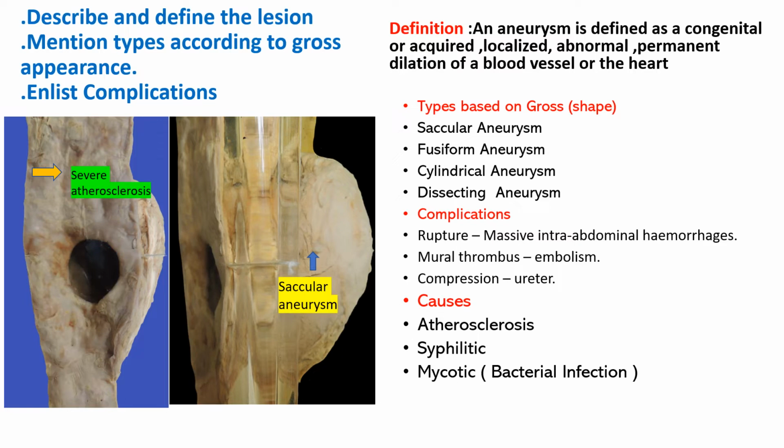Causes, or etiology rather, of the aneurysm include atherosclerosis, which is most common, syphilitic, now very rare, and mycotic or bacterial aneurysm. So the bacterial infections may lead to aneurysm of the blood vessels. So this is the case of atherosclerotic aortic aneurysm.